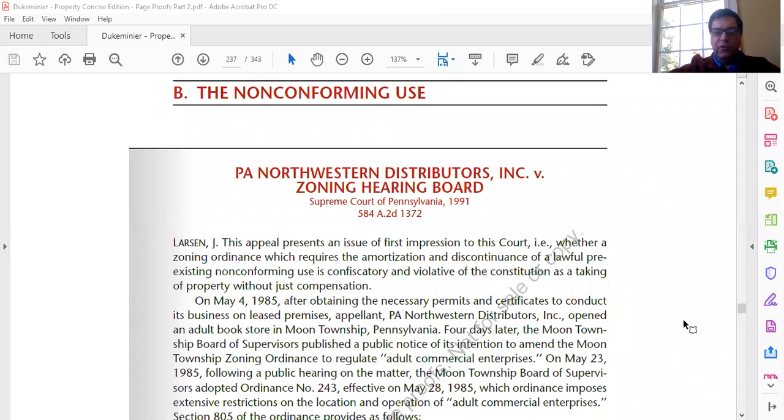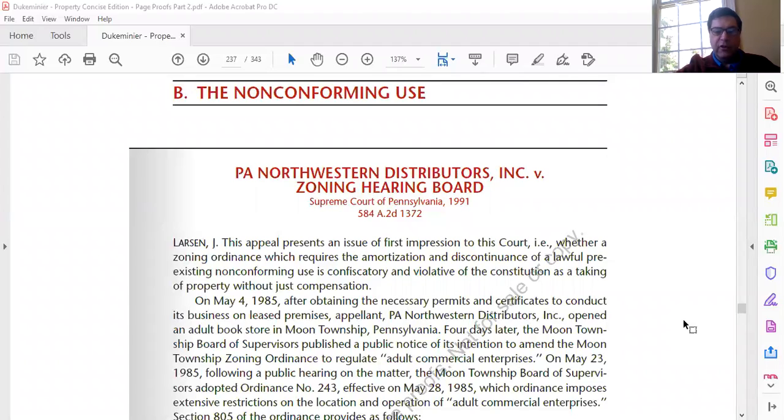PA Northwestern Distributors, Inc. versus Zoning Hearing Board. In this case, the owner of property was using it as an adult bookstore. At the time that he opened the business in Pennsylvania, this was a lawful location for an adult bookstore. Nothing prohibited that kind of a business at this place, and the owner had obtained the necessary permits and certificates.